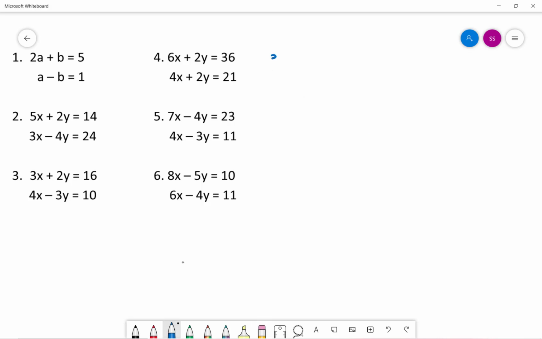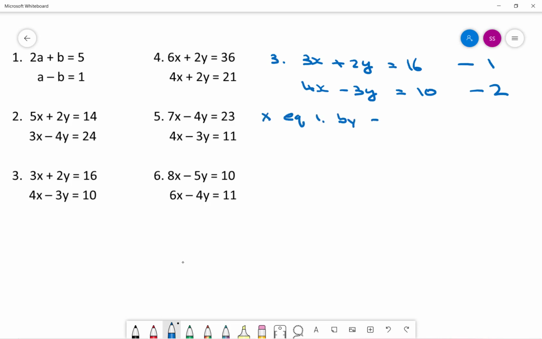So for question 3 then, we have 3x plus 2y equals 16. And for our second equation, we have 4x minus 3y equals 10. For questions like this, it's not overly apparent whether it would be better to work with the x terms or the y terms. It doesn't actually matter, but you're going to end up multiplying each equation by something. So the easiest way I like to do this is to multiply by opposite coefficients. So I'm going to decide to pick on the y terms. So I'm going to multiply equation 1 by negative 3, and I'll multiply equation 2 by plus 2.